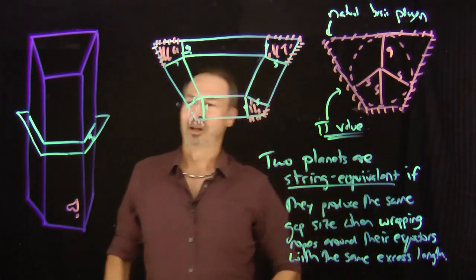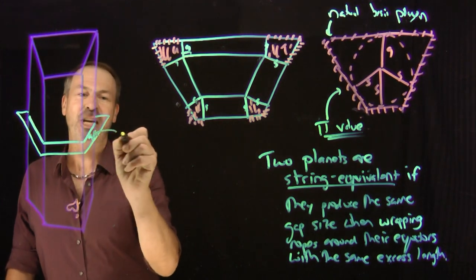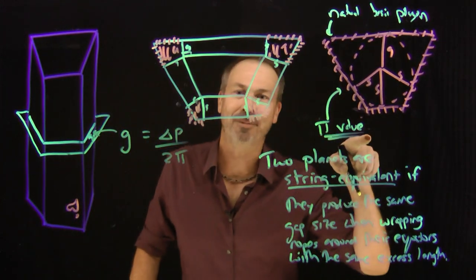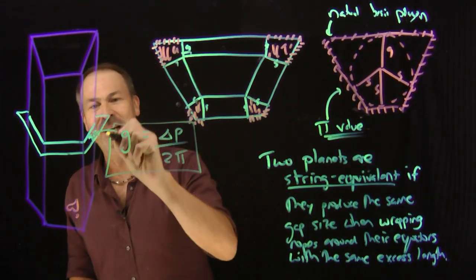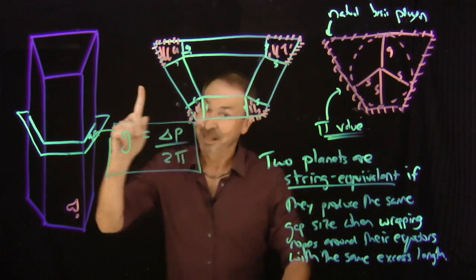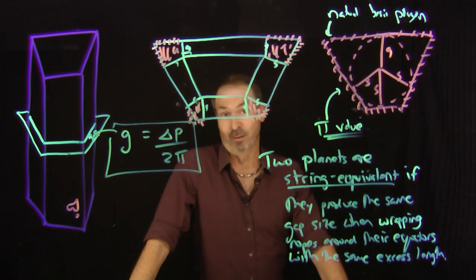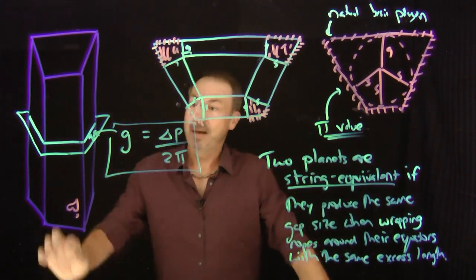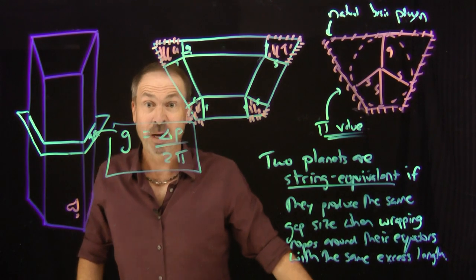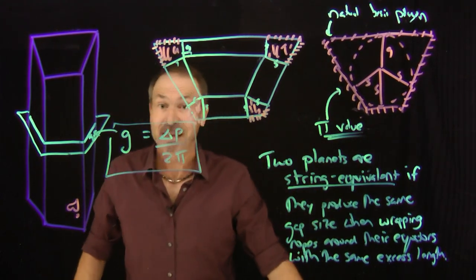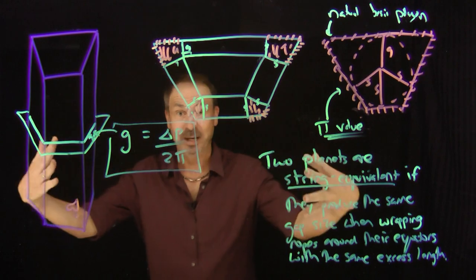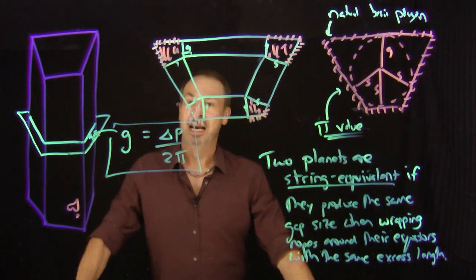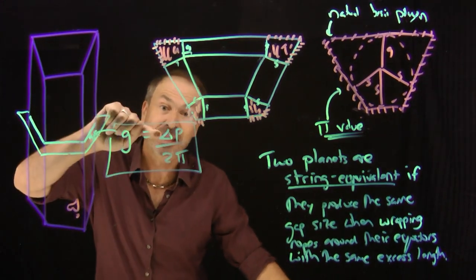And finally, we got to the point that we now have a form for this gap size g. G is the excess length divided by 2 pi, the associated pi value. Grand and good, that's where we are. But we're also playing with the idea of string equivalence. I'm going to say two different planets are string equivalent if they produce the same gap size whenever you wrap ropes around them of the same excess length around the equators. We're always doing 10 feet, we want to see if they've got the same gap size. So two planets are string equivalent if they produce the same gap size, if I use the same excess amount of length.